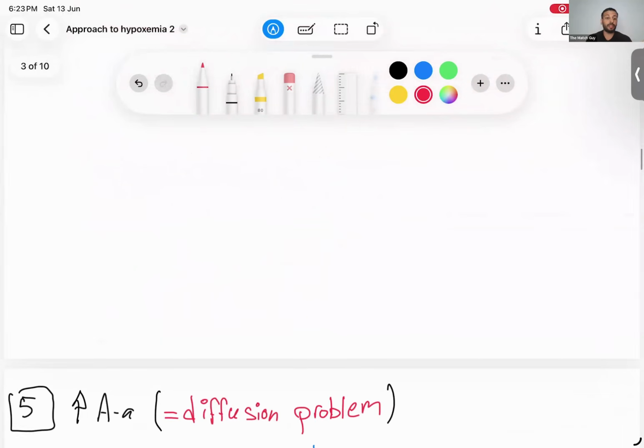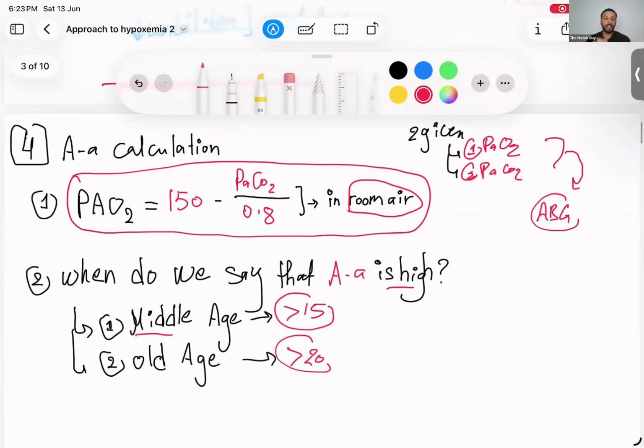Before going to the next section, do you understand this, guys? Or does any one of you have any questions? No, they're not going to ask about the age cutoff. Just remember this: in middle age, a high AA gradient is more than 15. In old age, it's more than 20.